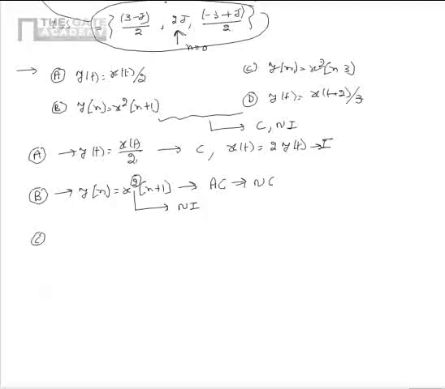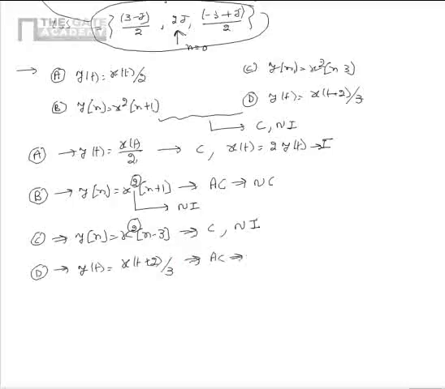Now let us consider the system in option C, that is y of n is equal to x square of n minus 3. Here we see that the output depends on past input, so the system is causal. Also due to the square term, we can say that the system is non-invertible. Now if we consider the system in option D, y of t is equal to x of t plus 2 divided by 3. Here the output at any instant depends on future input only. So the system is anti-causal and hence non-causal. Also the system is invertible.